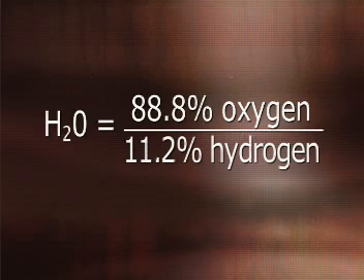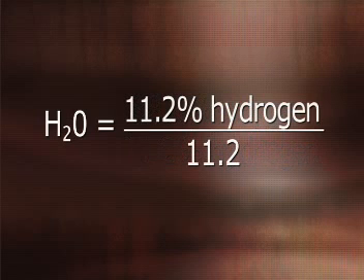The 88.8% oxygen was divided by 11.2 and rounded to the whole number 8. And the 11.2% hydrogen was divided by 11.2 and rounded down to the whole number 1.